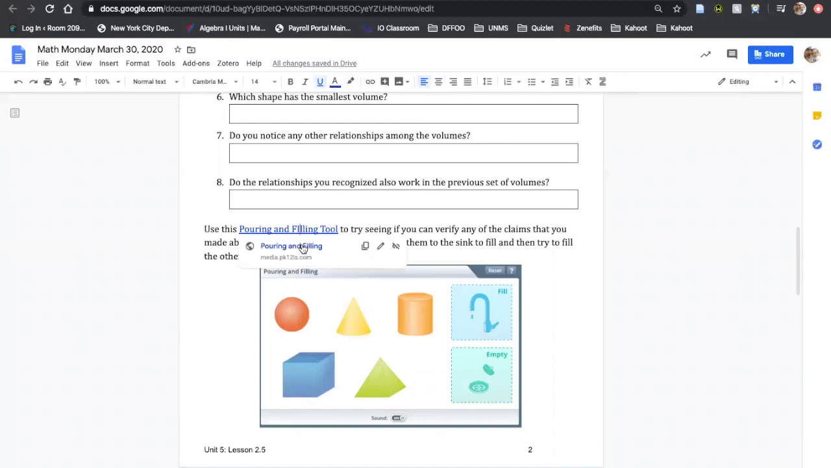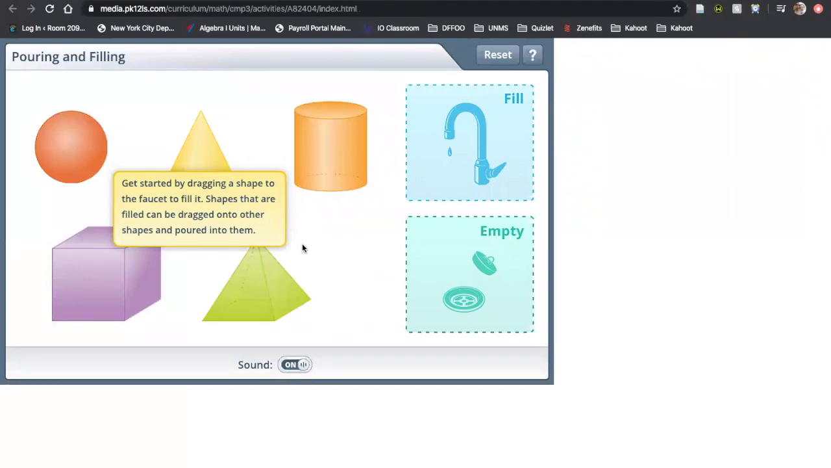You can click on the link here. That's going to allow you to fill up different shapes and pour them into other shapes. Because remember, volume is a measure of how much stuff fits inside of a shape. So it says, get started by dragging a shape to the faucet to fill it. Shapes that are filled can be dragged onto other shapes and poured into them.